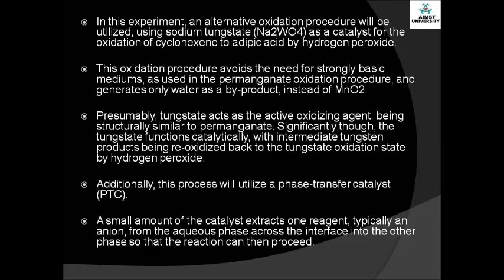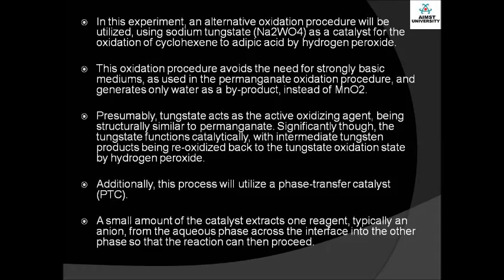This oxidation procedure avoids the need for a strongly basic medium as used in the potassium permanganate oxidation procedure, and also generates only water as a byproduct instead of MnO2. Presumably, tungstate acts as an active oxidizing agent, being structurally similar to permanganate. Significantly though, the tungstate functions catalytically, with the intermediate tungsten products being reoxidized back to the tungstate oxidation state by hydrogen peroxide. Additionally, this process will utilize a phase transfer catalyst, PTC.